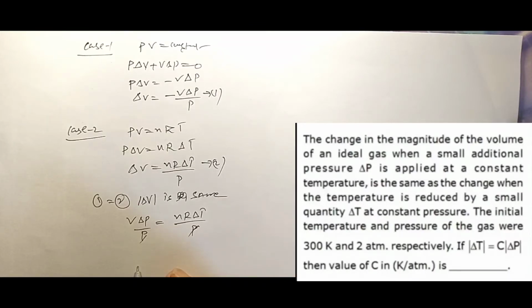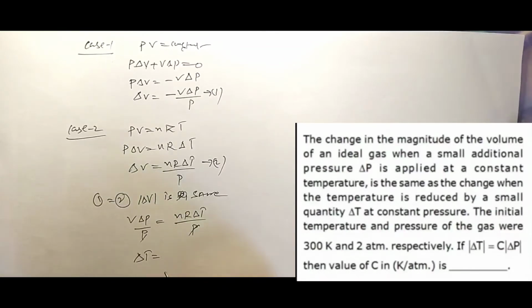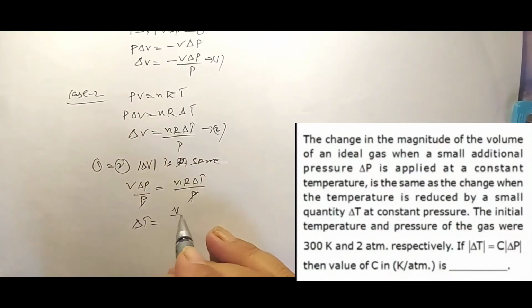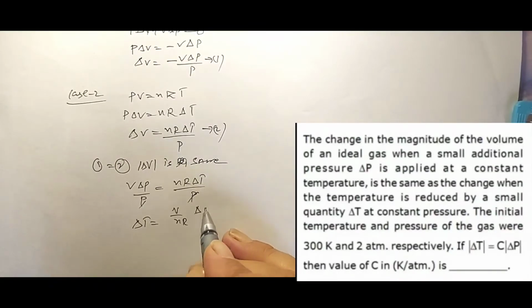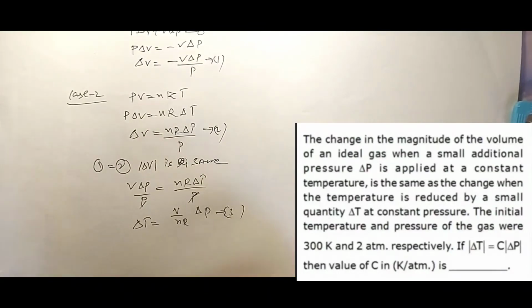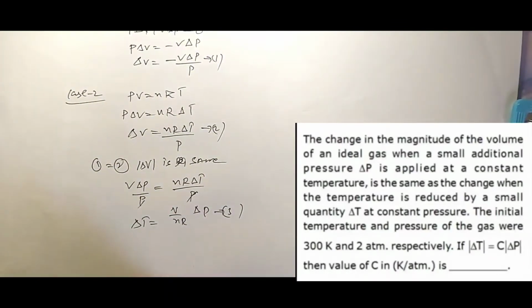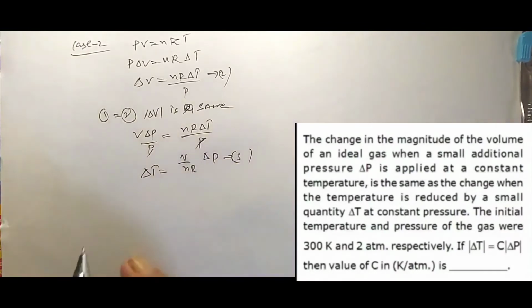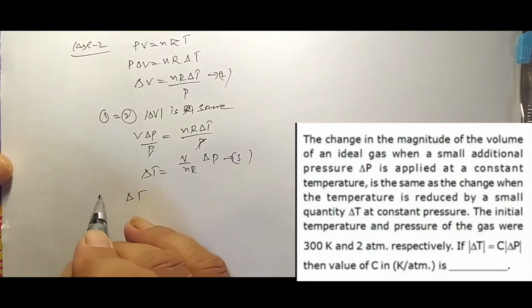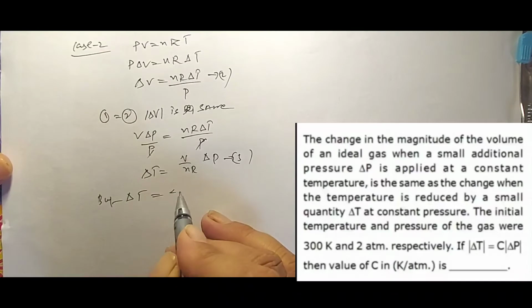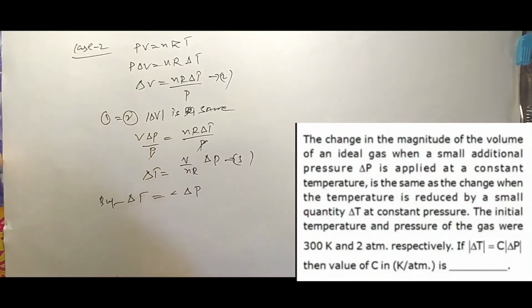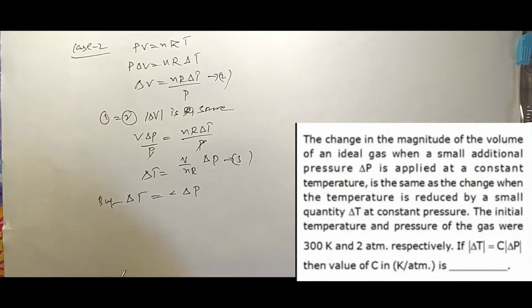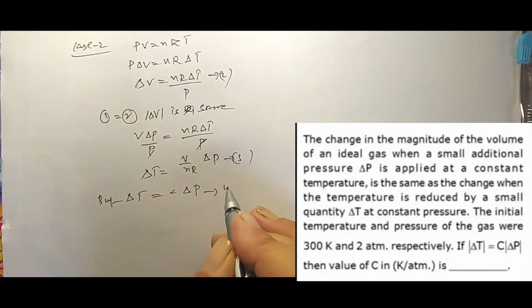Now what we write here, PP cancel, delta T is equal to V by NR into delta P. Equation 3. But in problem, what they given here? In problem, they given delta T according to problem is equal to C into delta P. This is equation 4.